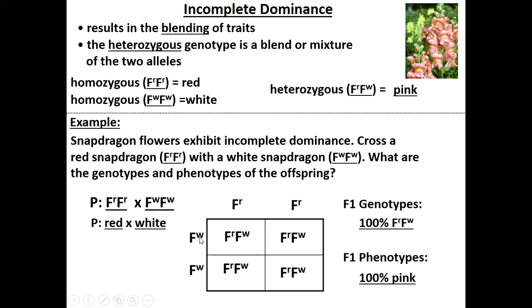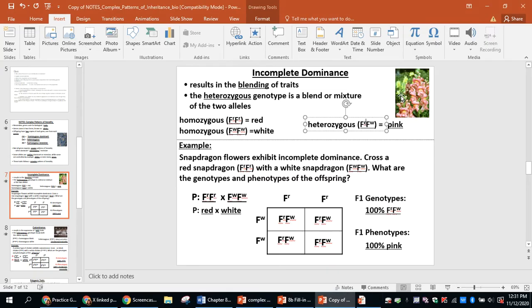And notice that just like with before, all of the offspring are heterozygous. So all are FR-FW. And in this case, we see that 100% are pink, even though we started out with a red and a white one. So in incomplete dominance, we're actually going to see a blending or a mixture of the trait. If we were looking at black and white, if it was under incomplete dominance, the in-between would be gray. Or instead of, as we saw before, the tall and the short, the in-between would be medium height.